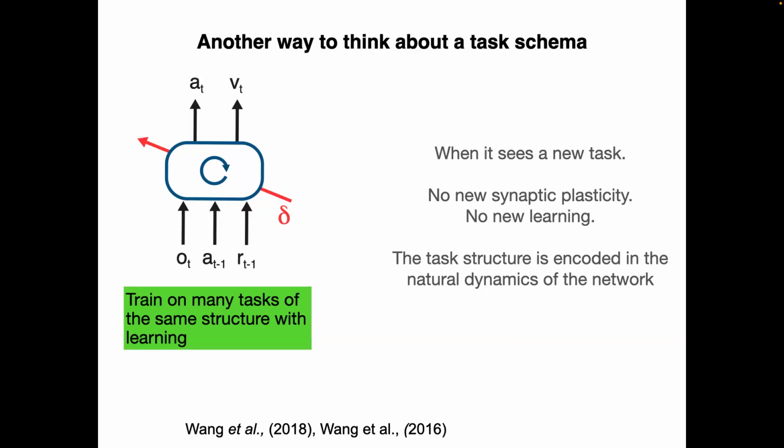So you don't just learn one task, but you learn from many tasks, which allows the network to embed what's common amongst those tasks. And this type of approach will solve the same problem, but it will solve it entirely in activity. There's no need for new synaptic binding when you see a new task. The dynamics of the activity itself carries the structure of the task.